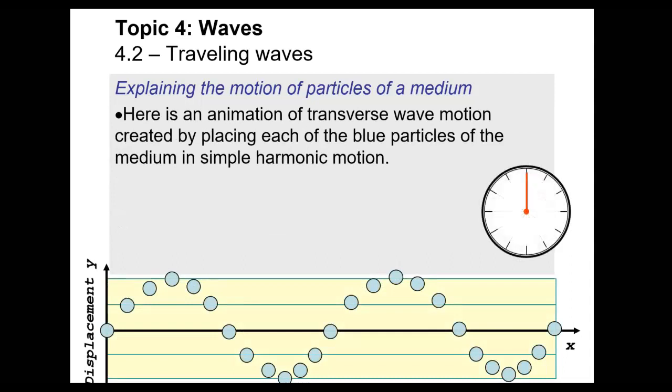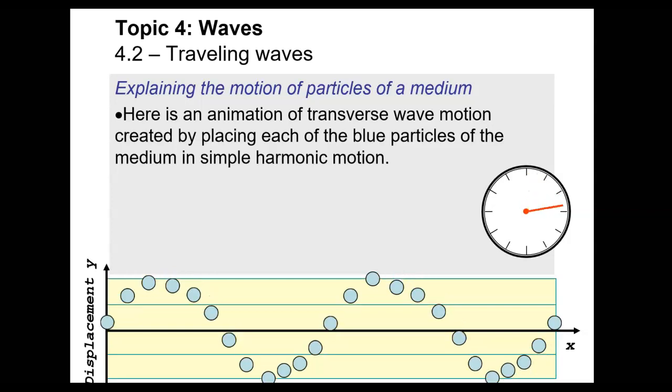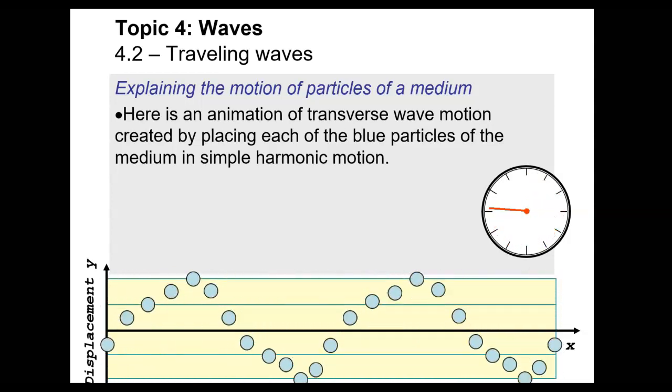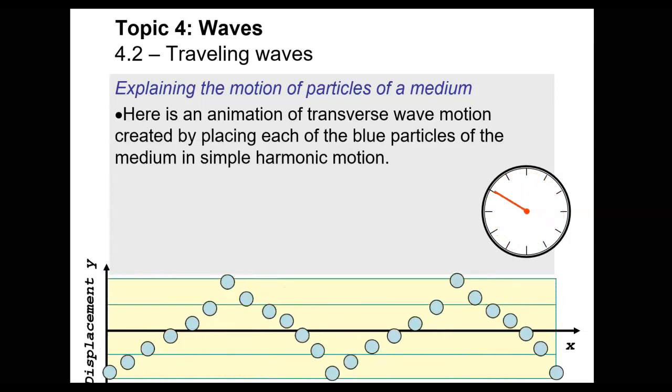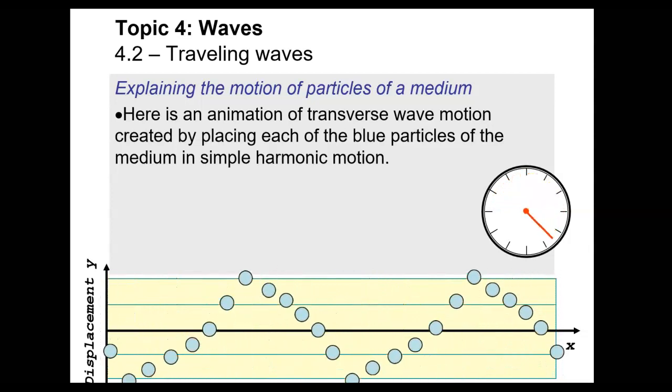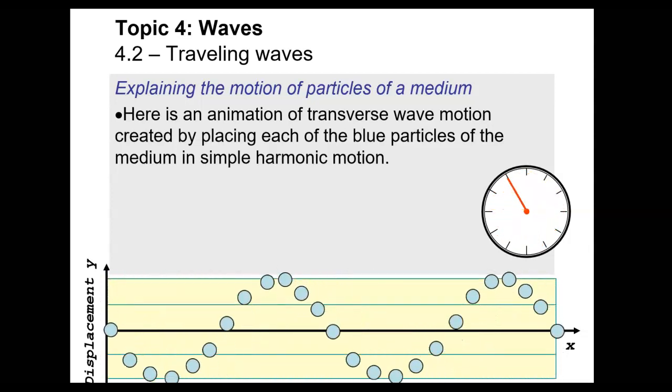Now imagine you have some type of transverse wave, and imagine you think of each of the particles making up that wave as one of these blue dots. What we've done here is we've taken each of these blue dots and placed each one in simple harmonic motion, and each particle has a slight phase difference compared to the particle next to it. What you get is this, and this is just a transverse wave. Each of these blue particles has the exact same frequency and period as the particle next to it, but there's a slight offset, a slight phase difference.